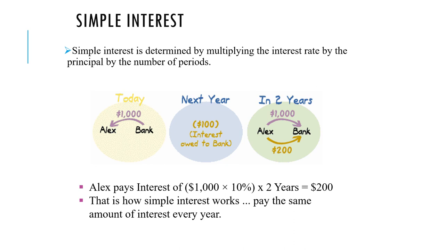Simple interest is simple because every year the interest will not change. If the first year is 100, the second year also 100. After 3 years, 300. After 4 years, 400. After 5 years, 500. Yeah, that is how simple interest works. You pay the same amount of interest every year. It doesn't change.